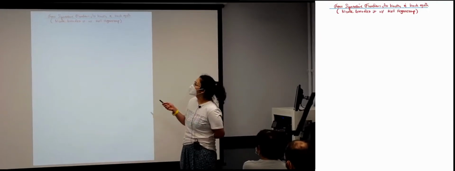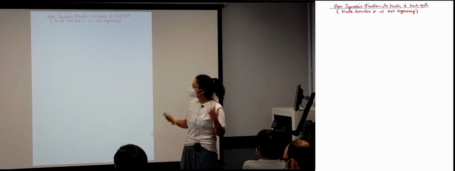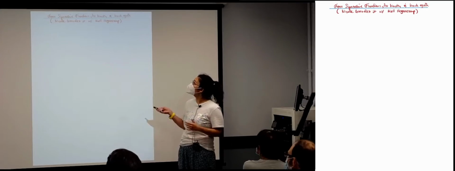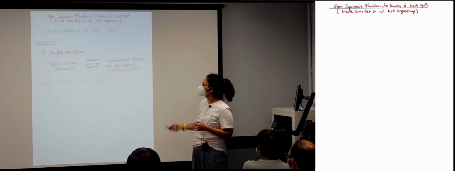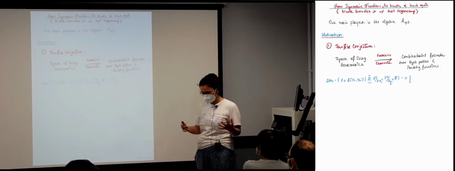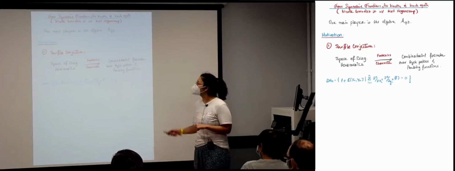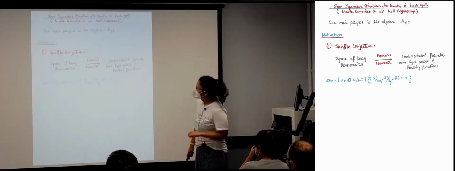So the title is just From Symmetric Functions to Knots and Back Again. What I'm going to tell you about is work in progress, or joint work with Matt Hogenkamp. So let me give you a bit of a rundown of what the talk is going to entail, at least the motivation initially. Our main player is going to be an algebra known as AQT.